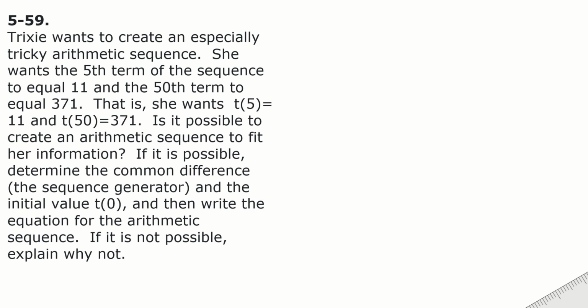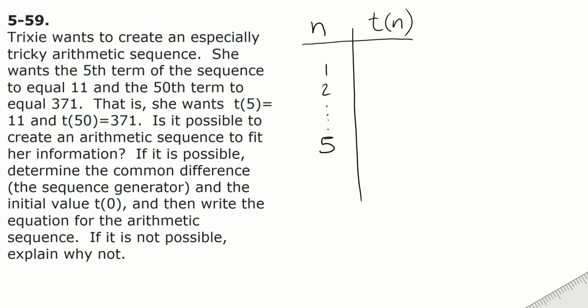She wants the fifth term of the sequence to be 11. A great way for me to organize this is to think about ordered values, where I've got the term number and then the value of the sequence at that spot. I always start with the first term, second, dot, dot, dot. She wants the fifth term in the sequence to be the number 11.